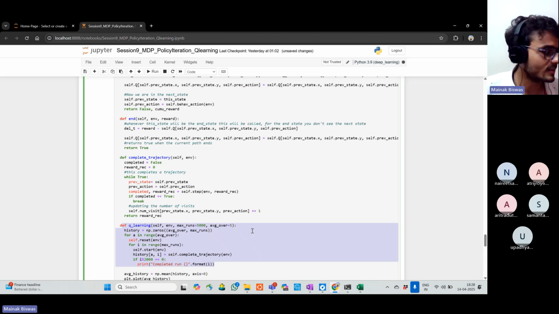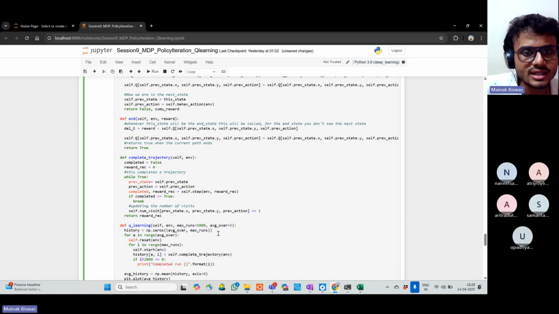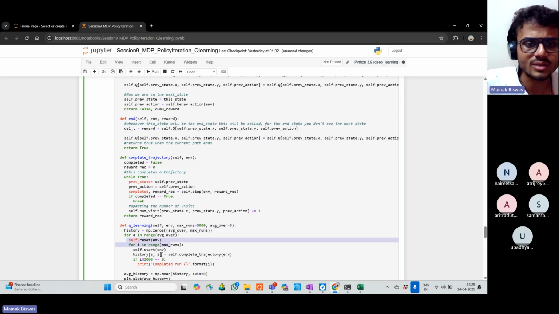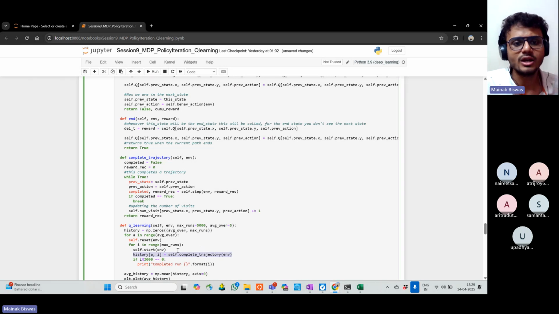So the Q-learning algorithm is quite different from the policy iteration algorithm because we are actually going around the environment, and not just computing using the policy. So just check over here, the Q-learning sets. I am doing the Q-learning over 5 runs just because Q-learning sometimes is a bit noisy. But what I'm trying to do here is every time I reset the environment, I complete the trajectory, right? I keep on doing the Q-learning.